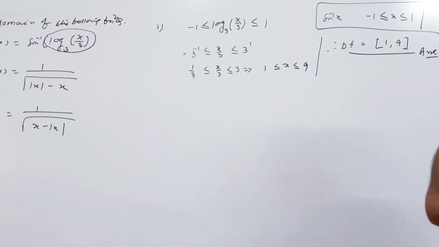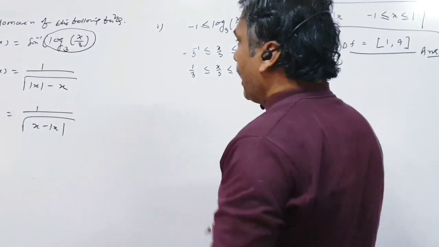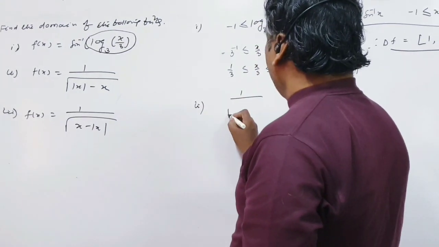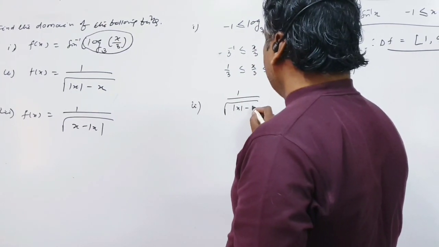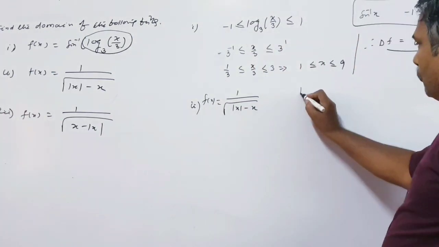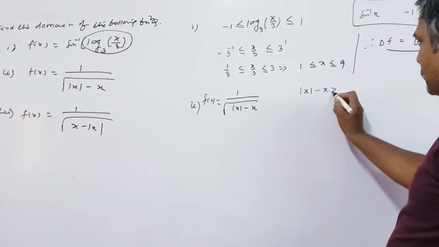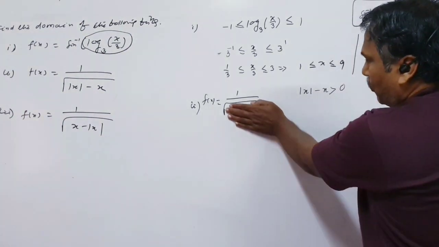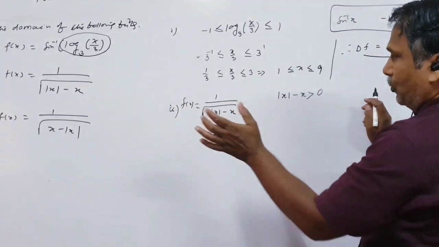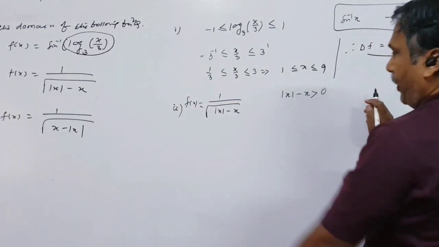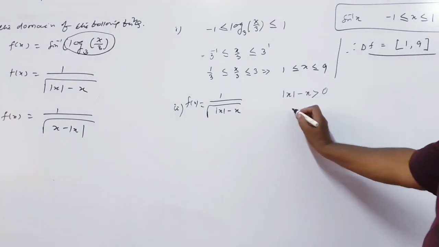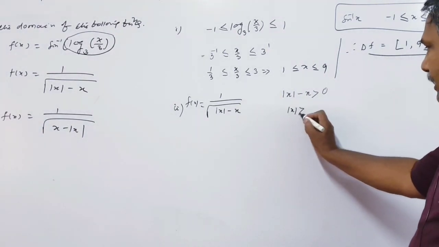Okay, now the second one. Here f of x equals 1 by root of mod x minus x. The logic is that mod x minus x must be greater than 0. First, the root is given greater than 0, and 1 by is given. Now case 1, case 2, mixed. Now mod x minus x is greater than 0, or mod x is greater than x.